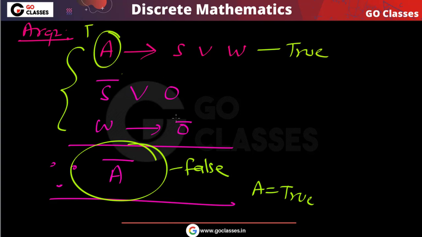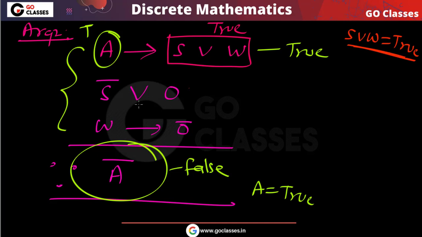A is already true, so definitely this should be true. S or W should be true. Next, how to make this true? To make this true, at least one of them must be true, and we also need to make the other true. So here you can notice that S or W must be true.